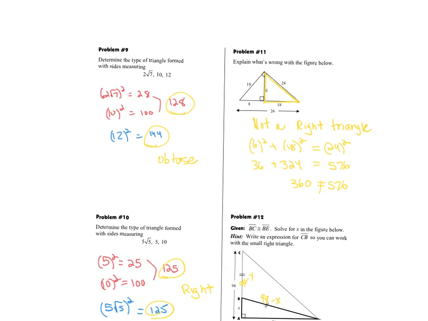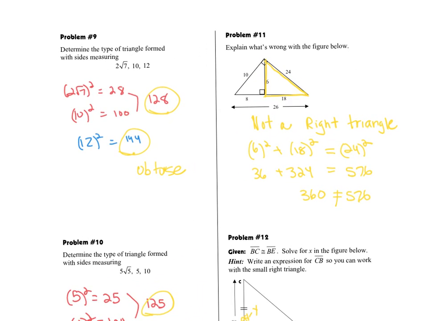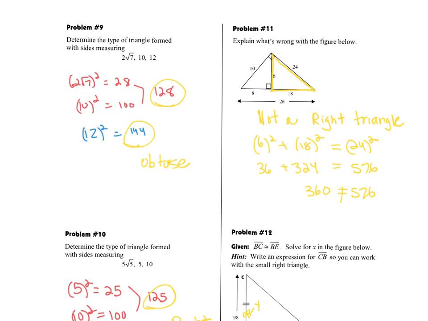On our last 4 problems here, 9 and 10 are very similar. They ask us to determine the type of triangle formed with sides measuring 2 times the square root of 7, 10, and 12. And so when we start with those, remember that we have to figure out which is the larger of the 3 sides. That is what I put here in blue. So that was 12 squared, which is 144. The 2 smaller sides, when I square those and add those together, that's going to give me 128. Since 144 is greater than 128, this is obtuse.